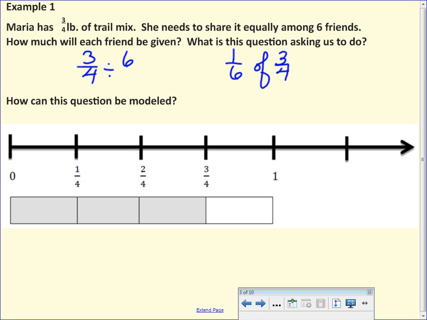Isn't she getting any trail mix? Well, she's one of the friends. Okay. Maybe she's allergic to nuts. We're going to do it by 6.